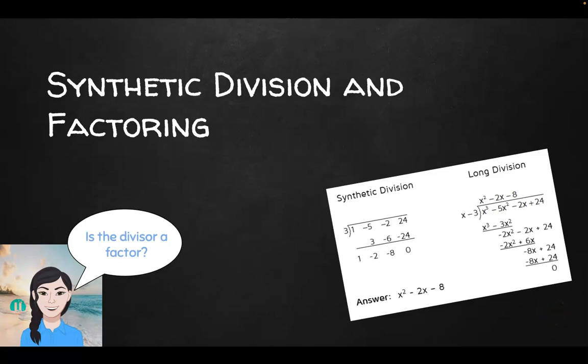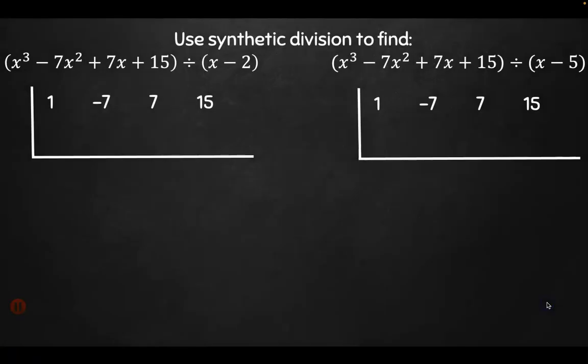So today we're going to look at synthetic division and factoring. Here we have the same polynomial, x cubed minus 7x squared plus 7x plus 15. And we are given two different factors, so x minus 2 as well as x minus 5. And with these factors, we're going to go ahead and use synthetic division.